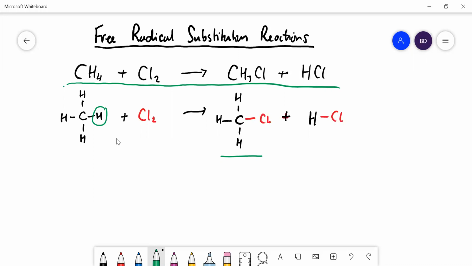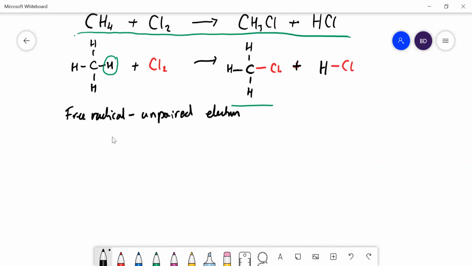Right. To talk about how this happens, we need to just briefly say what a free radical is. A free radical is when you have an unpaired electron. So if you think about all the things we've come across so far, electrons always come in pairs. They're either in bonding pairs or they're in lone pairs. So if you've got ammonia, we've got 3 bonding pairs, and we've got 1 lone pair here. The electrons are always paired up on the nitrogen.